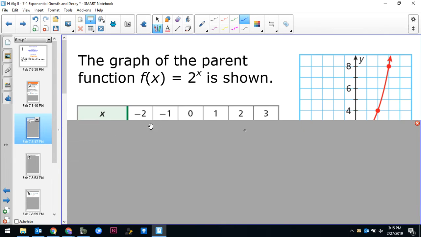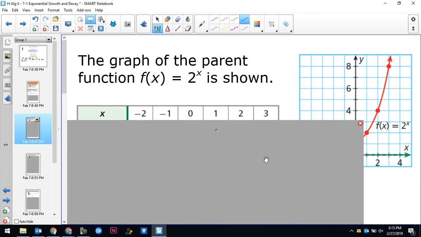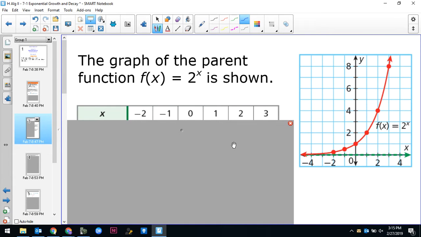Okay, let's talk about this graph here. Hopefully I don't see anything past that. Okay, good. Take a look at this table here. This is 2 to the x. We could call this the parent 2 just because it's the most basic one that we can get. f of x is equal to 2 to the x. Take a look at the table that we have here.